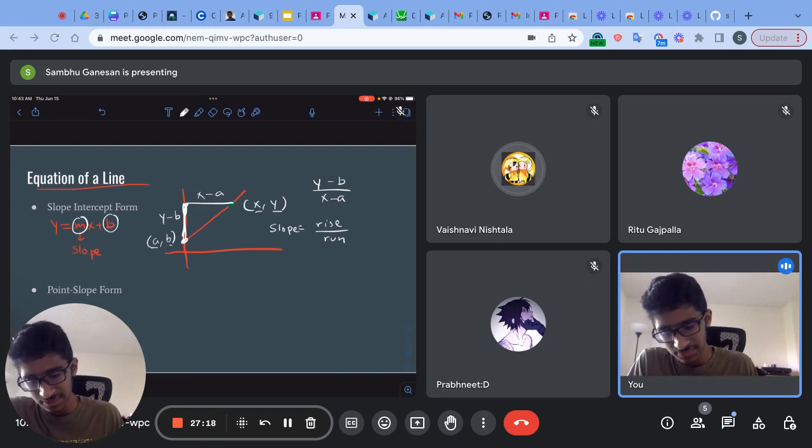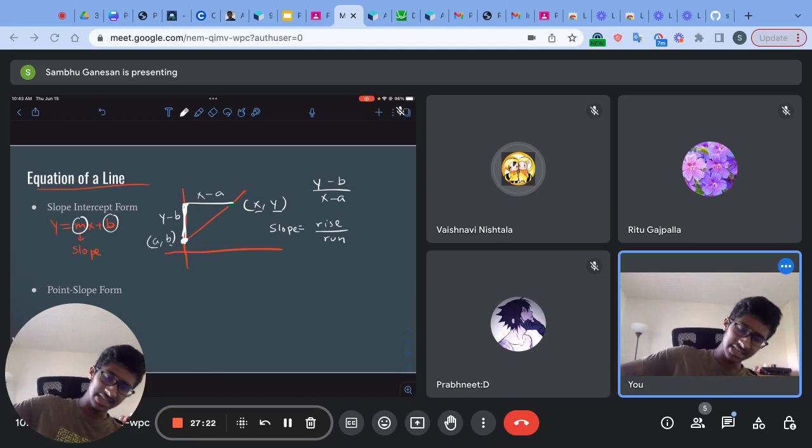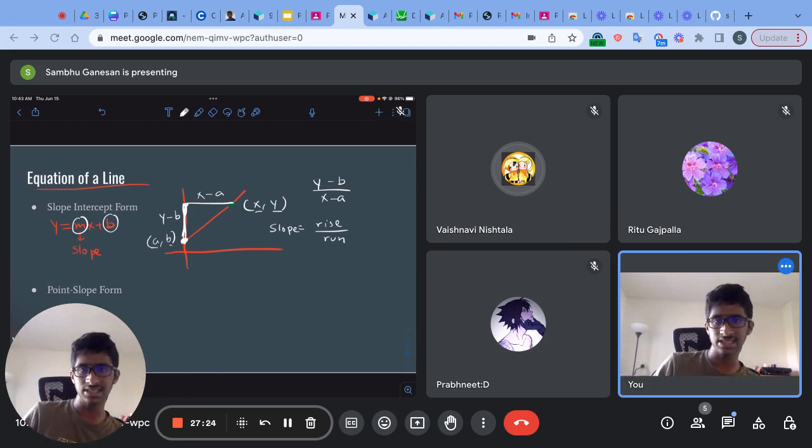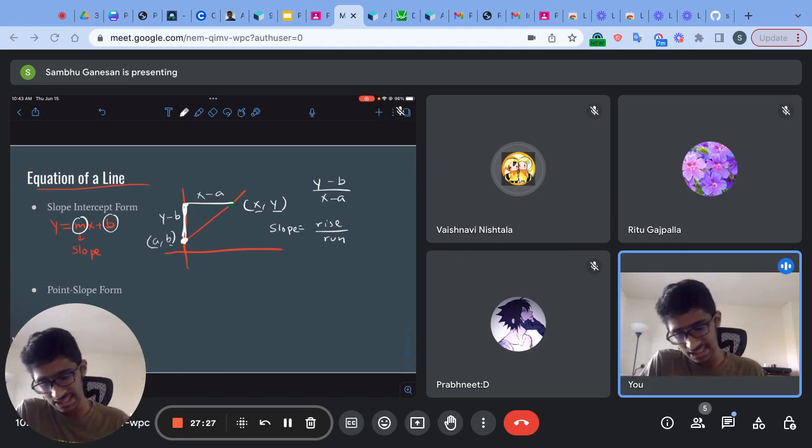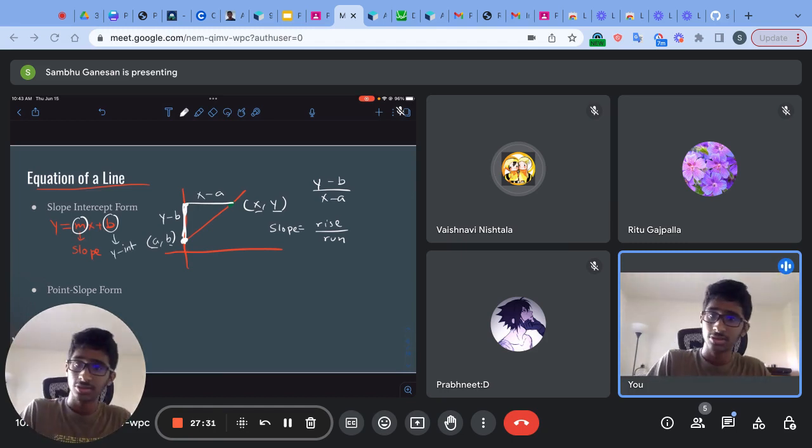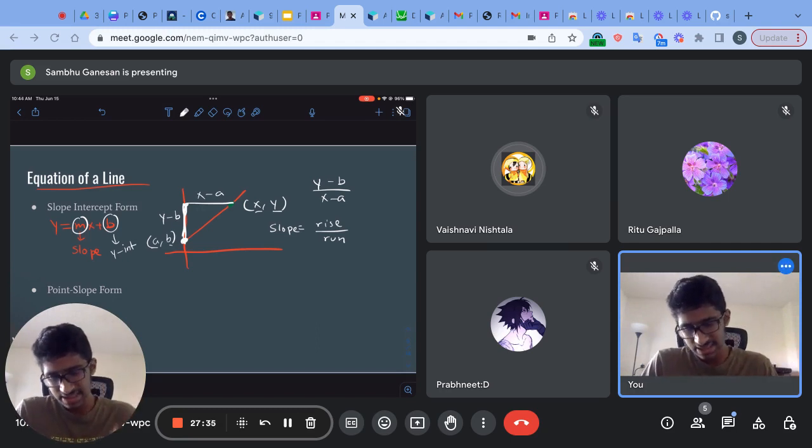And then b is nothing but the y-intercept. So if you look at it, the y-intercept is where the line hits the y-axis in the coordinate graph. So that's the y-intercept. That's basically how it works. And let's see how to graph a line in such a form.